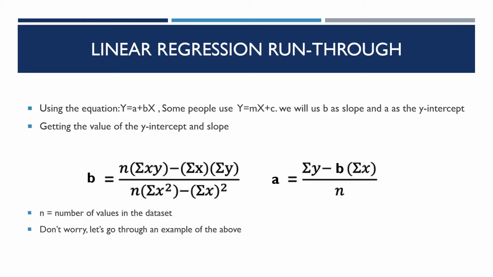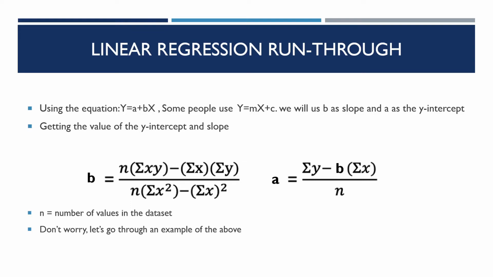So the first thing we need to do is get our equations together and have everything in one place so we know what formula to use and how to solve it. The first formula, the one you see on the left, b equals, is how you can get the slope. So b equals, and then you see that lovely little equation there on the left. Don't worry, we'll go through it step by step. And in this case, n is the number of values in the dataset. But don't worry, we'll go over this in literally step-by-step detail.